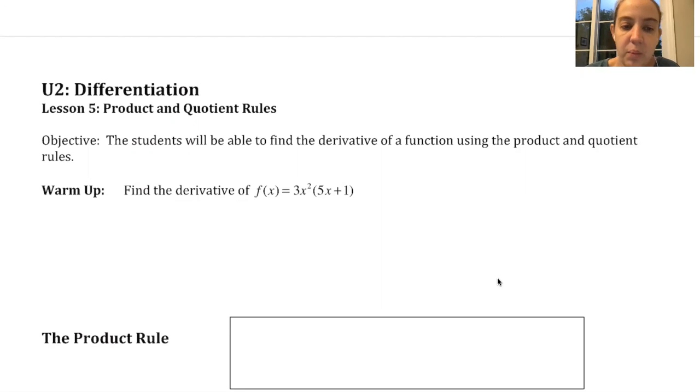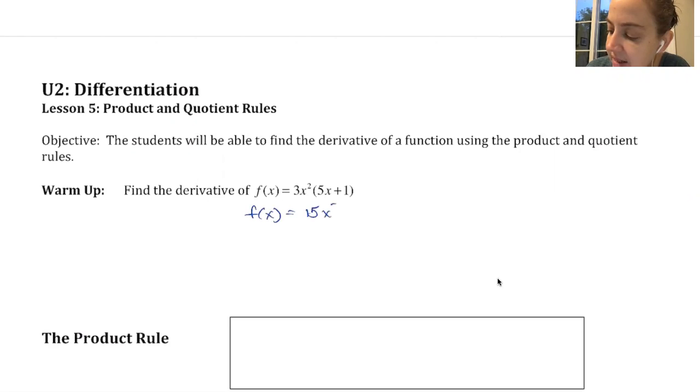For the warm-up, we want to find the derivative of 3x squared times 5x plus 1. Now, right now, these two items are being multiplied, so your only choice is to turn it into something that we can use the power rule for. We've got a whole bunch of algebra rules that we know. So if I have 3x squared times 5x plus 1, what can we do with the 3x squared? You can distribute it. So distribute the 3x squared through the 5x plus 1.